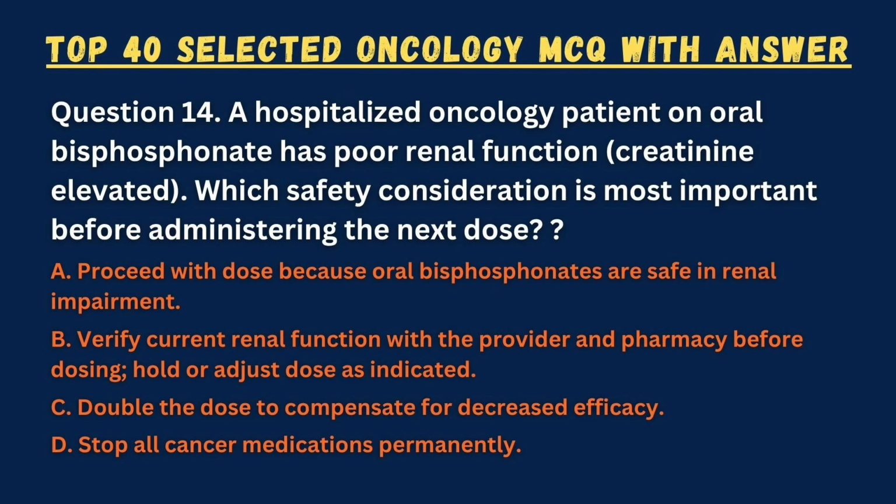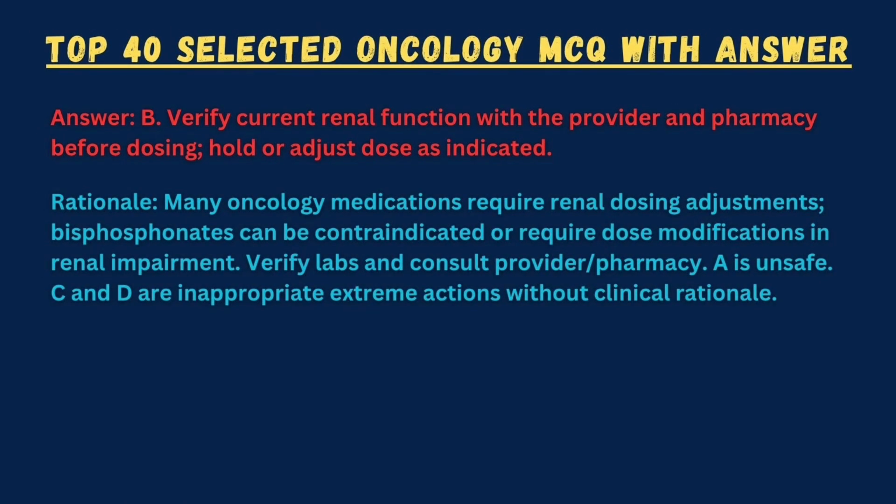C. Double the dose to compensate for decreased efficacy. D. Stop all cancer medications permanently. Answer. B. Verify current renal function with the provider and pharmacy before dosing. Hold or adjust dose as indicated. Rationale. Many oncology medications require renal dosing adjustments. Bisphosphonates can be contraindicated or require dose modifications in renal impairment. Verify labs and consult provider or pharmacy. A is unsafe. C and D are inappropriate extreme actions without clinical rationale.